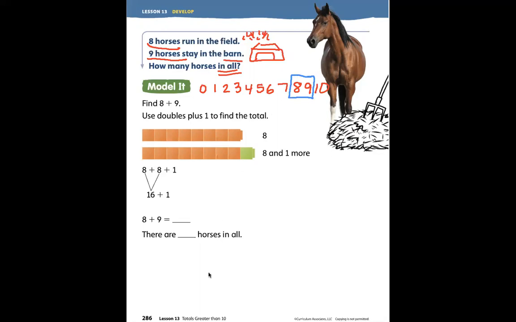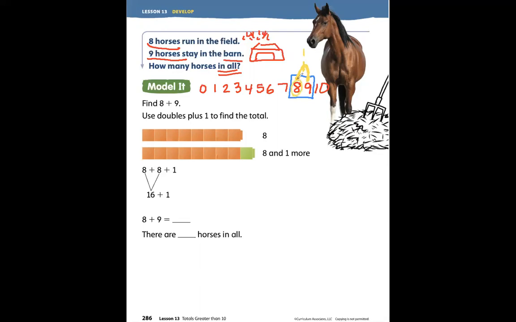That means that I can jump from one number to the next number, and it's only one jump. So 8 count on 9, one jump. 9 count back, 8, one jump. There's only a difference of 1.